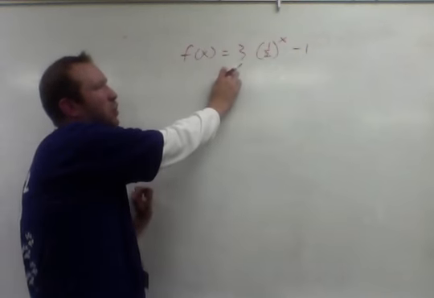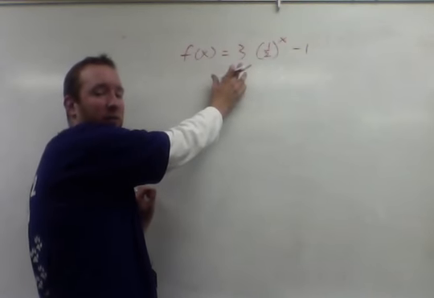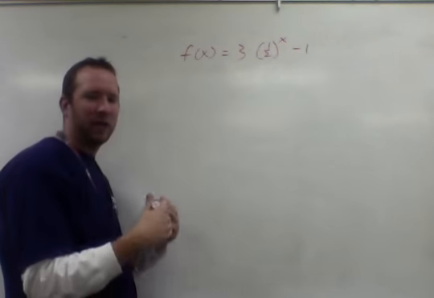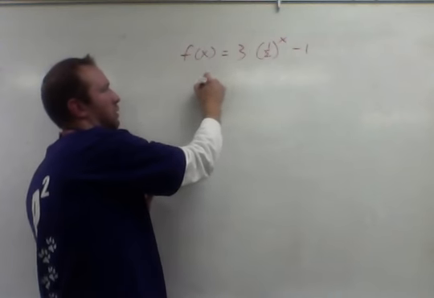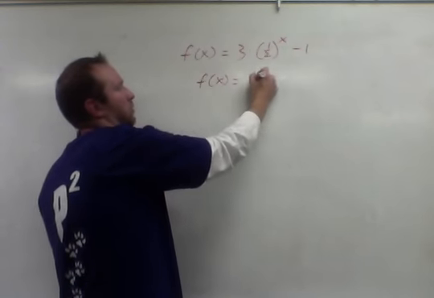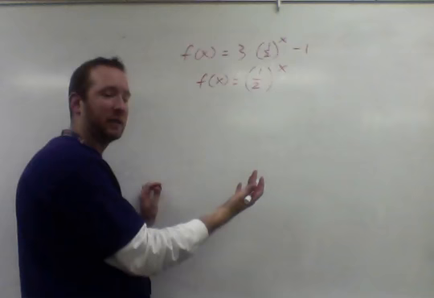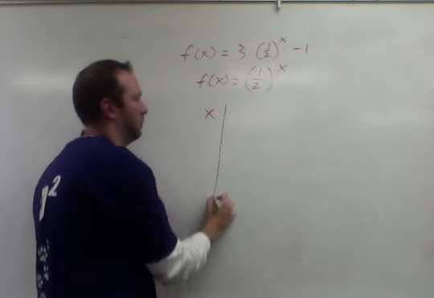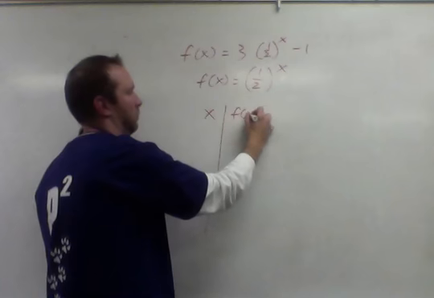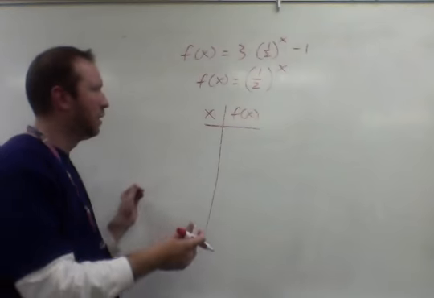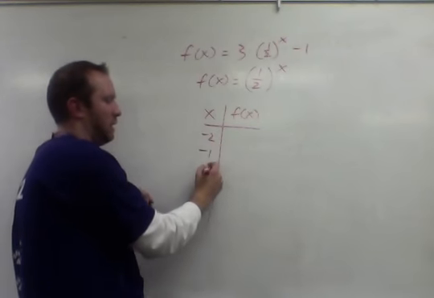Again, I'm going to strip away all of the transformations. So I'm going to get rid of the 3 and the -1 and look at it as just the parent function, f of x equals 1/2 to the x. Make my table again. I'm going to call it x, f of x instead of x, y this time. I'm going to look at, again, the same points.